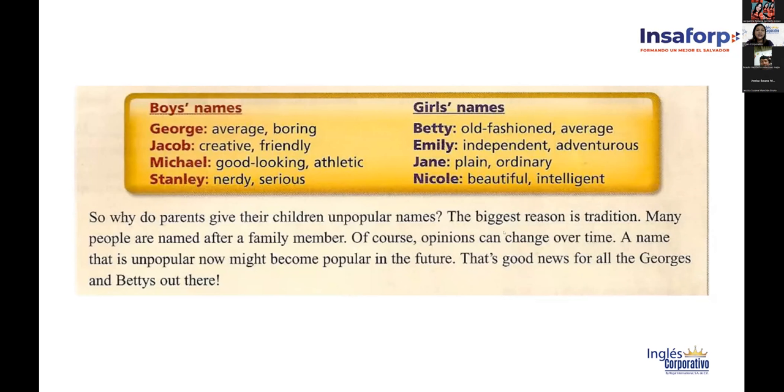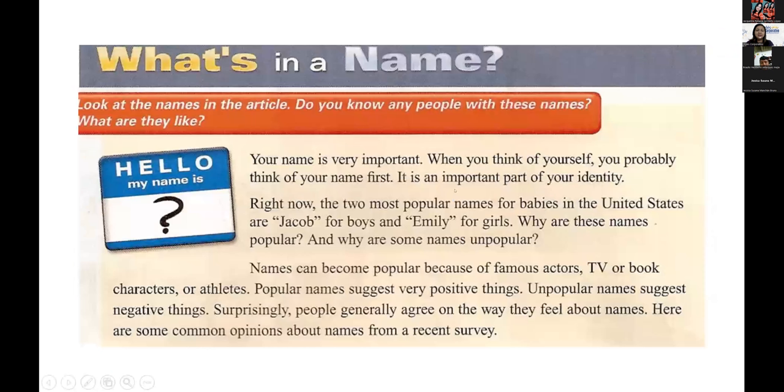So we are going to read the article. I need three volunteers to read paragraphs 1, 2, and 3. One volunteer to read the paragraph. Okay, Alejandro. The second paragraph, Braulio. And the third paragraph, Claudia.